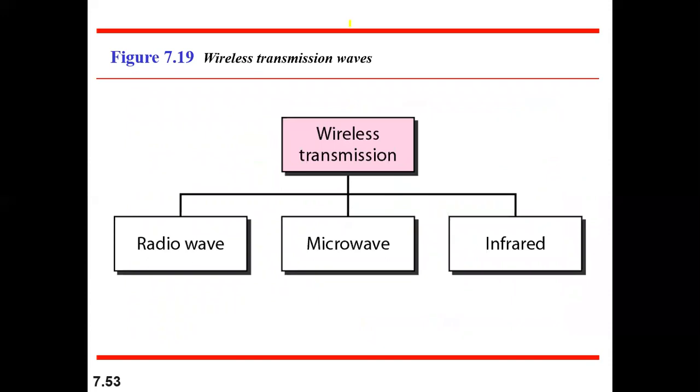All right, so in wireless communication, you basically have 3 different kinds of signals that we use, one of them being radio wave, another one being microwave, and another one being infrared.